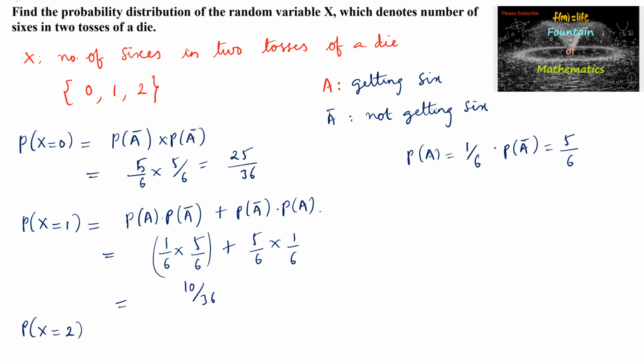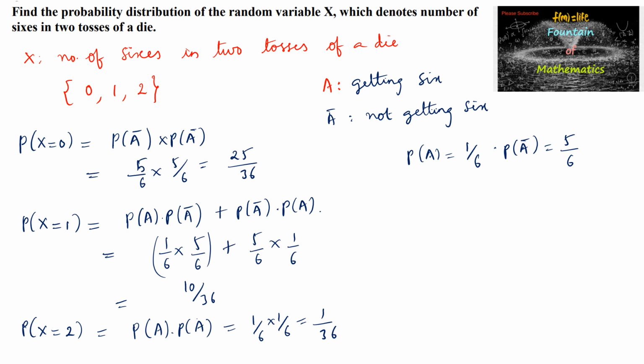and P at x equal to 2, which implies the probability of getting both 6, that is the probability of getting the first die 6 and the probability of getting the second die also 6, which is nothing but 1 out of 6 into 1 out of 6, that is 1 by 36.